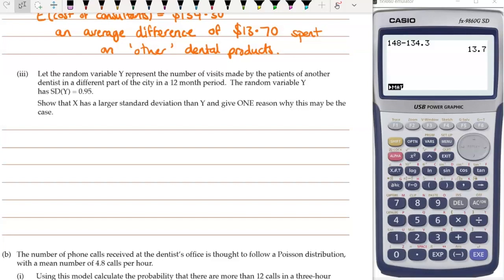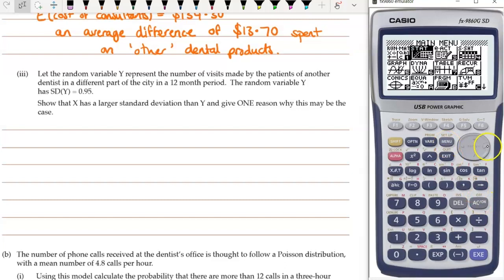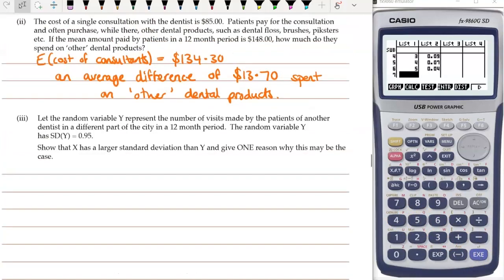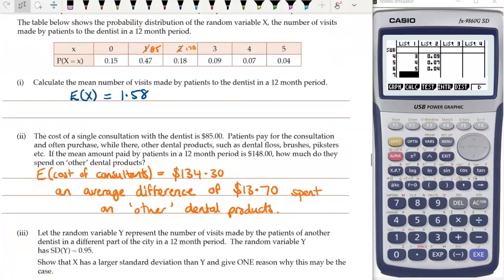For part 3, we need to be able to work out the standard deviation and compare it. So again, I'm going to go back to the table in our calculator and change those back to the 0, 1, 2, 3, 4, 5, so that we can work out the standard deviation now. Now, if you were doing this manually, you would do the expectation of x squared minus the mean squared. So you go through that lengthy process.